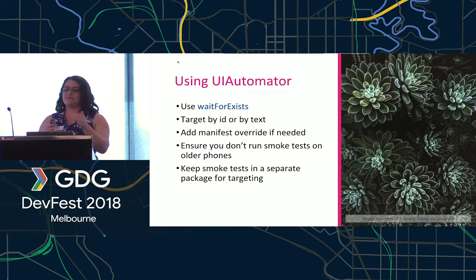UI Automator has a minimum SDK of 18. But if you need to run your Espresso tests on older phones, you can just add an override and make sure that you only run your UI Automator tests on newer phones. And finally, keep your tests in a separate package so that you can target them. I like to have a debug package and a release package, or however you want to split them up, so that you can target which test package you want to run.